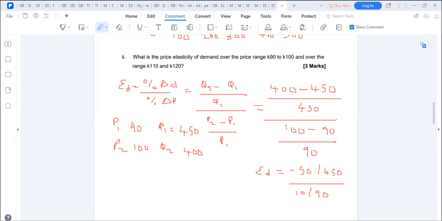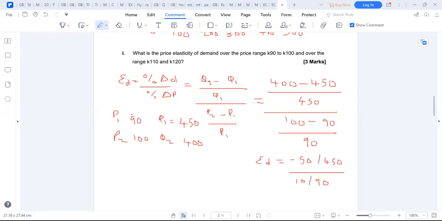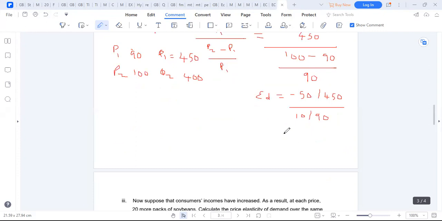So the top part will be 50 divided by 450, which is negative 0.11. Then we have 10 divided by 90. We also have 0.11. When we divide that, our elasticity of demand will therefore be equal to -1.